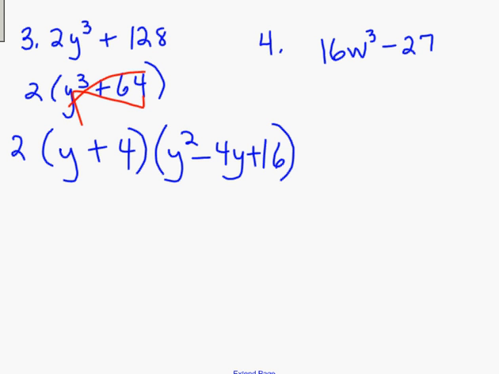16, however, is not a perfect cube. It has 4 2's as its factors. So I have 4 of a factor, so that doesn't work. Had it been 8w cubed, then it would have been a difference of perfect cubes, and I would have been able to factor it. But as it is, there's nothing I can factor, so it's prime.